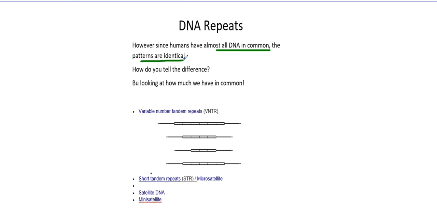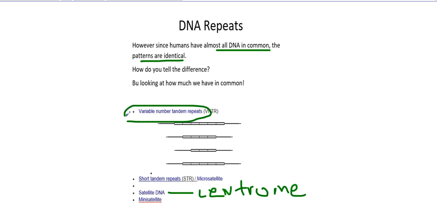Now here's the interesting thing. There's several different types of DNA that we have in common. They're called variable number of tandem repeats, VNTR, short tandem repeats, STR, satellite DNA. What is satellite DNA? That's the type that we find in the centromeres, right? And then we have mini satellite DNA. Let's just talk for a moment about this one over here, because this one I think is the one which will really answer the question. VNTR, variable number of tandem repeats.